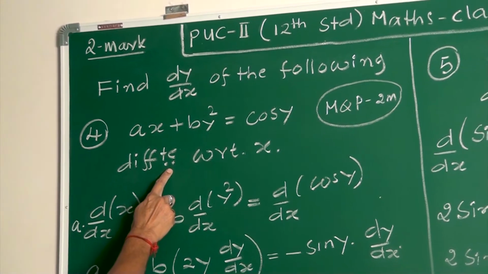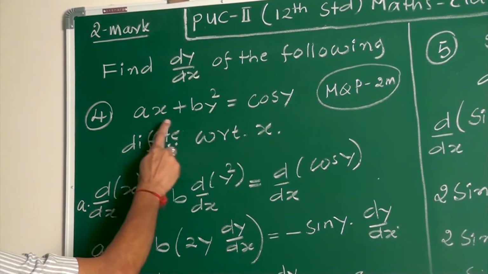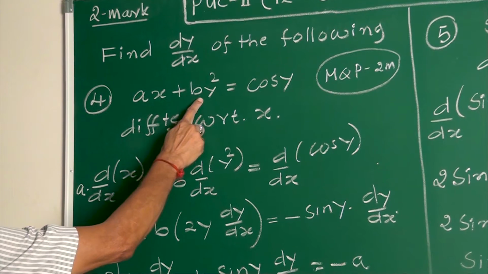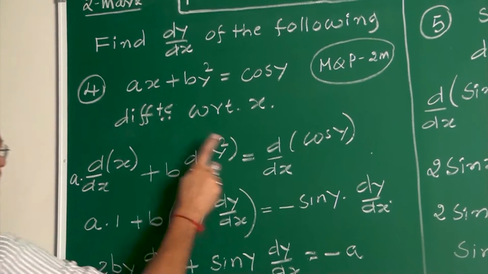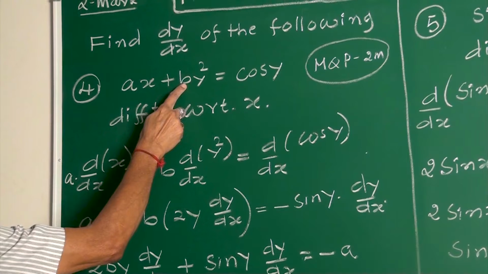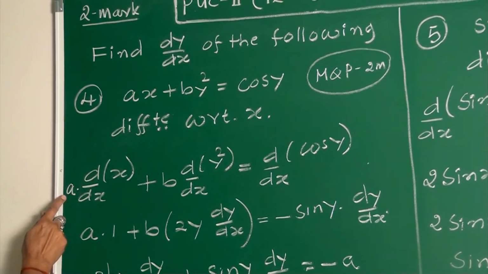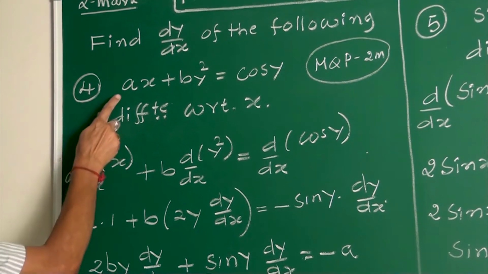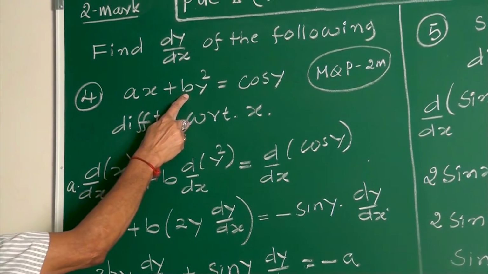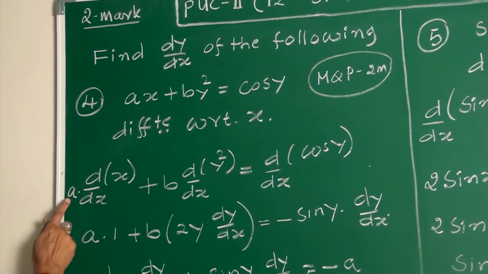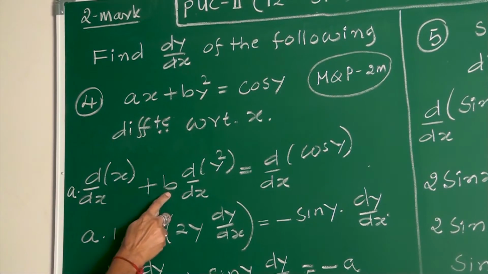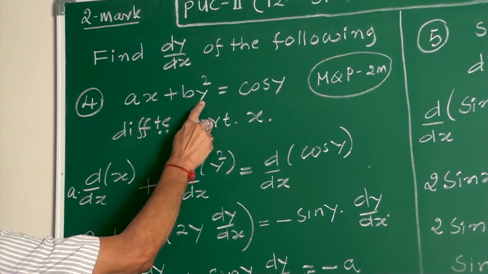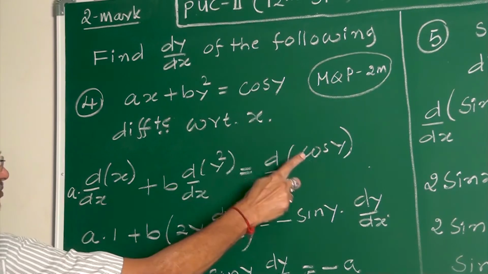First step, differentiate with respect to x. Derivative of first term plus derivative of second term equal to derivative of RHS. A and b being constant coefficients, I have written them outside the derivative sign. A into derivative of x plus b into derivative of y square equal to derivative of cos y.